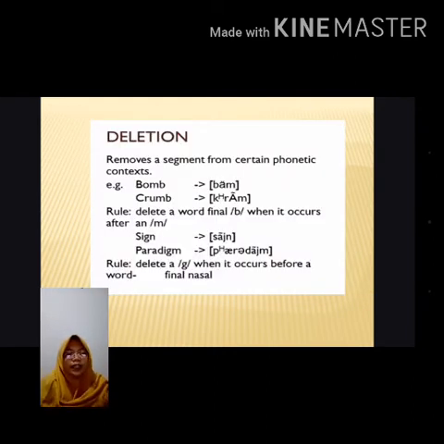Next, deletion. Deletion removes a segment from a certain phonetic context. For example, bomb becomes bump. Crumb becomes crumb. We delete a word-final B sound when it occurs after an M sound.